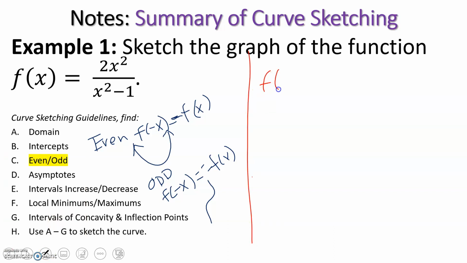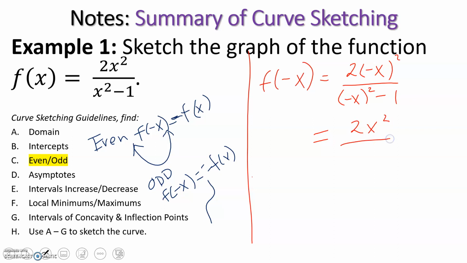We simply need to plug in negative x and see what comes out. So we have here 2 times negative x squared minus 1. Negative x squared is still just x squared, so we have 2x squared. Negative x squared in the denominator is still x squared, so we have x squared minus 1. You will notice that the function came out the same way it began.